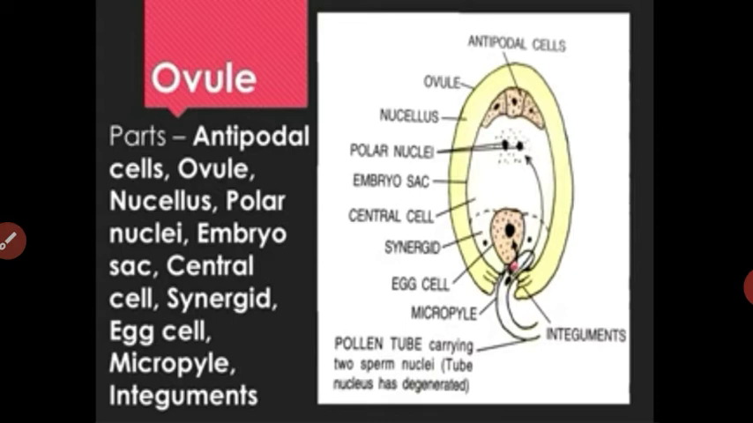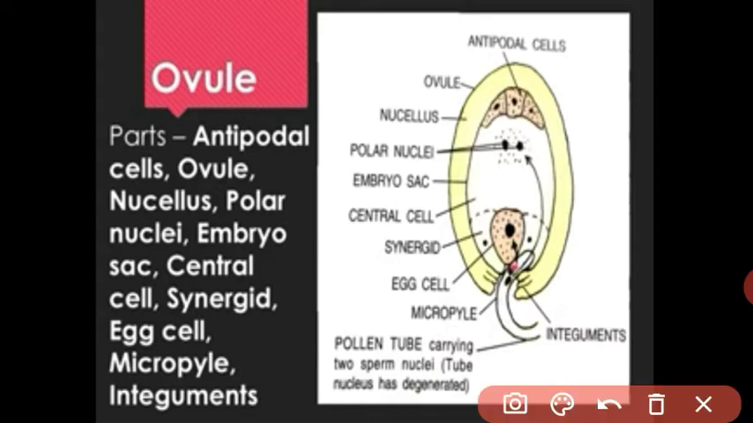The ovules also have two coverings. These coverings are called the integument, the outermost covering of the ovules. On one side of the integument is a small opening. This small opening is called the micropyle, and in the ovules there are 8 nuclei.